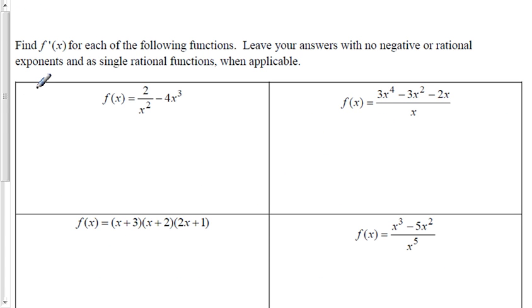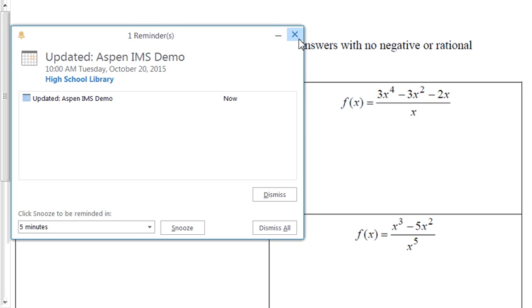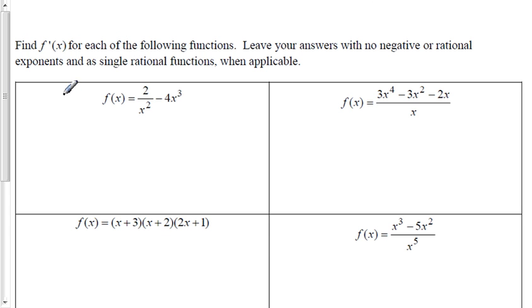So the next examples want us to find the derivative, f prime of x, for each of the following functions. Leave your answers with no negative or rational exponents and as a single rational function when applicable. So the first thing I'm going to do is rewrite it. I get f of x equals 2x to the negative 2 minus 4x cubed.